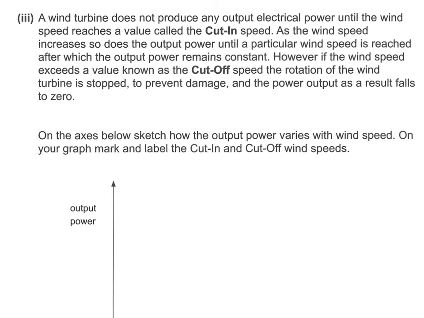Part 3 then, a wind turbine does not produce any electrical power until the wind speed reaches a value called the cut-in speed. As the wind speed increases, so does the output power until a particular wind speed is reached, after which the output power remains constant. However, if wind speed exceeds a value known as the cut-off speed, the rotation of the wind turbine is stopped to prevent damage, and the power output as a result falls to 0. On the axes below, sketch how the output power varies with wind speed, and on your graph mark and label the cut-in and cut-off speeds.